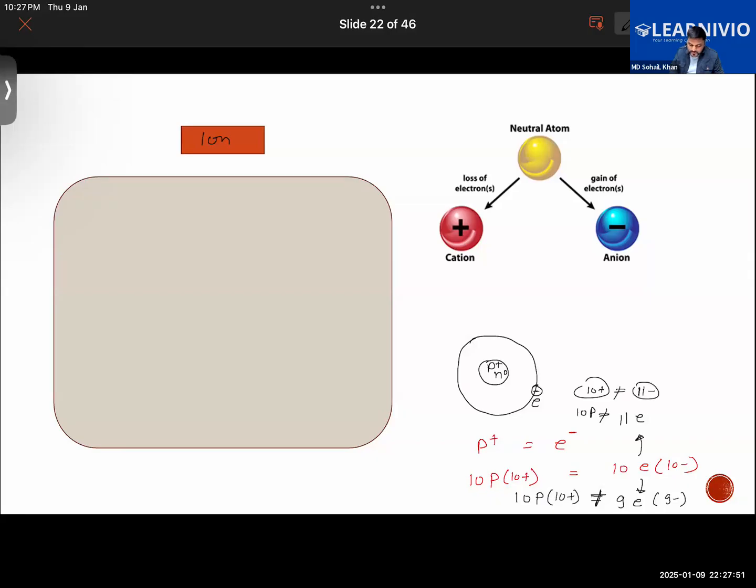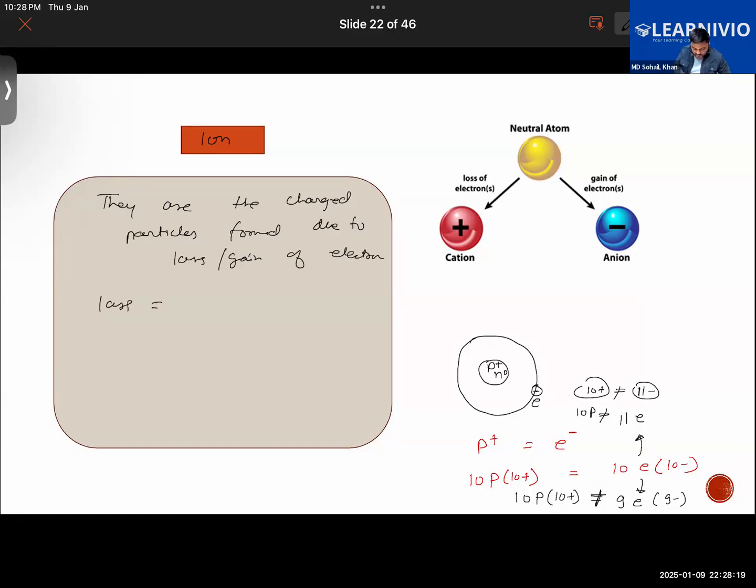Right? Yes. So when it gains electrons, it becomes negatively charged. So that is the ions. Ions are the charged particles formed due to loss or gain of electrons. Hope it is clear.